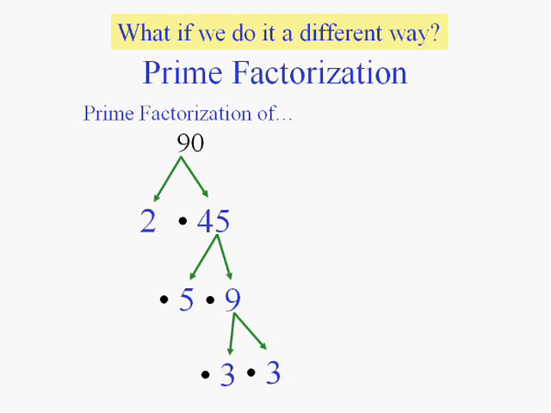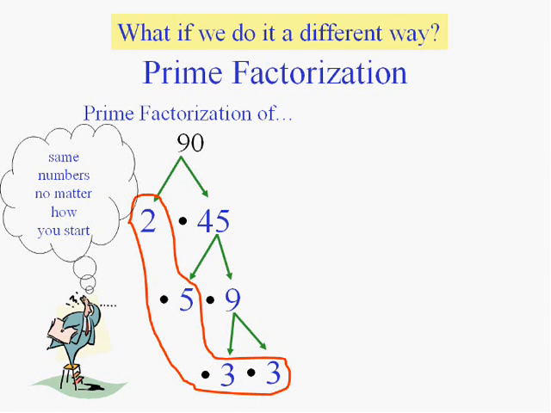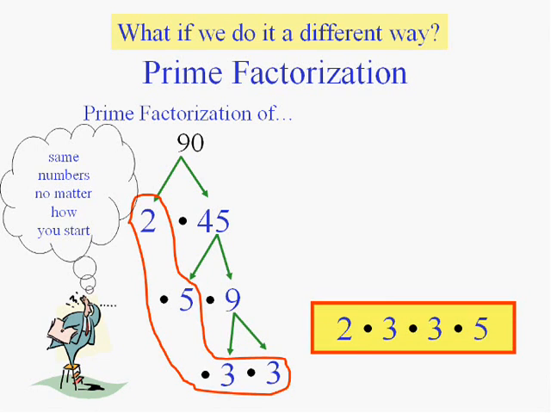So I've got to break it up further into 3 and 3. Now nobody at the endpoints can be broken up anymore, and son of a gun, did you note we got the same answer that we got before? 2 times 5 times 3 times 3. Of course we should put it in order: 2 times 3 times 3 times 5. Okay, it doesn't matter how you start as long as you finish, breaking them up as far as they'll go. That's the prime factorization.